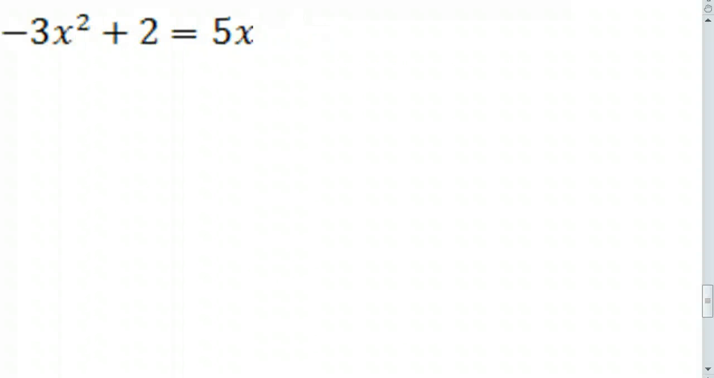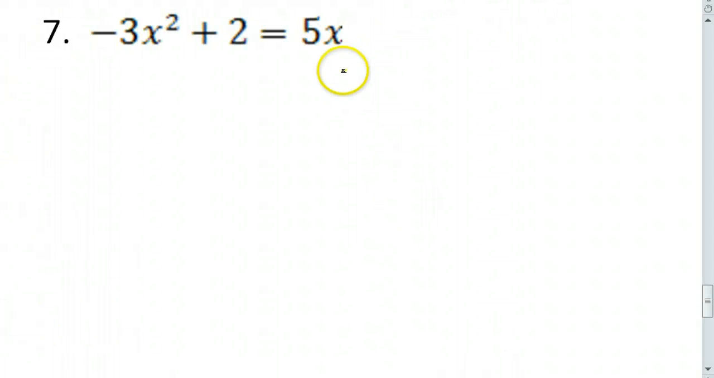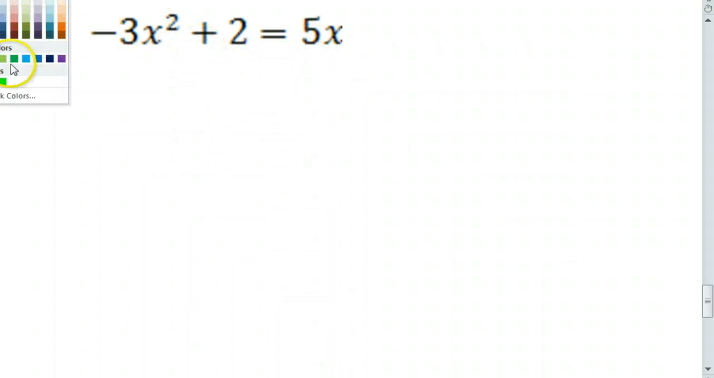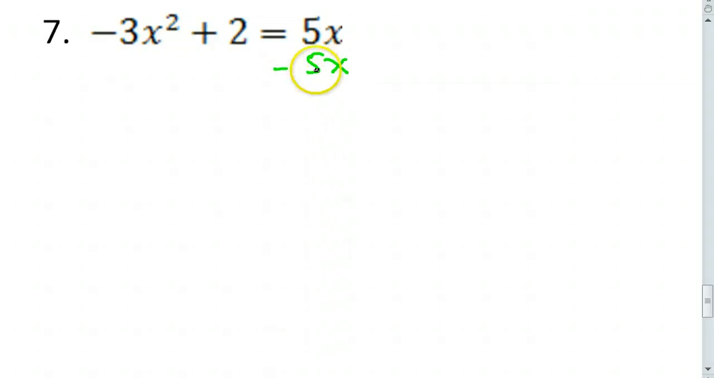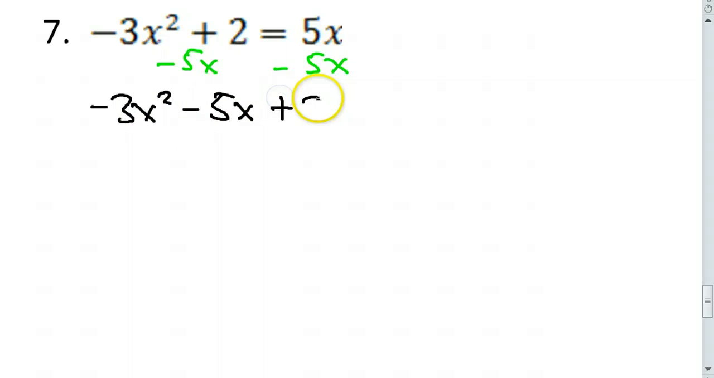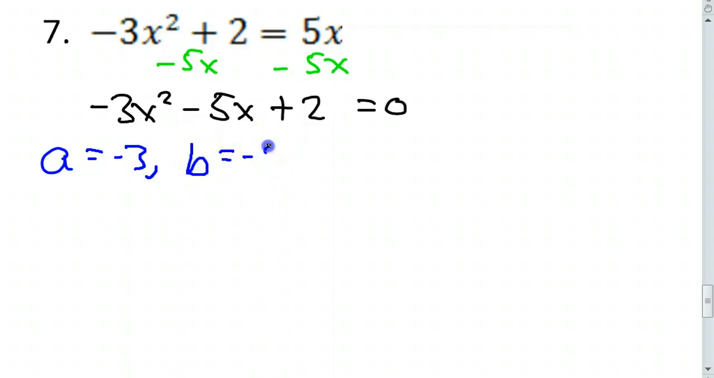Alright, number 7. I'm just going to subtract 5x from both sides to get everything on one side. So minus 5x, minus 5x. Notice I'm going to put it in the middle because it's the x term. So that's going to give me negative 3x squared minus 5x plus 2 is equal to 0. That tells me that a is negative 3, b is negative 5, and c is 2.